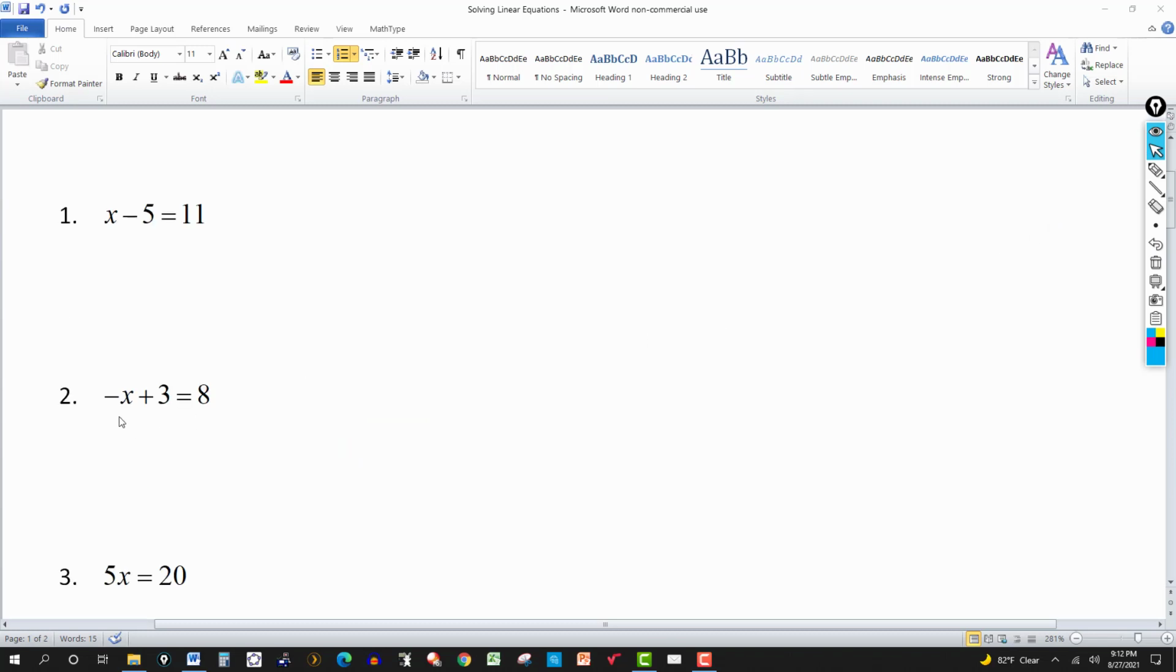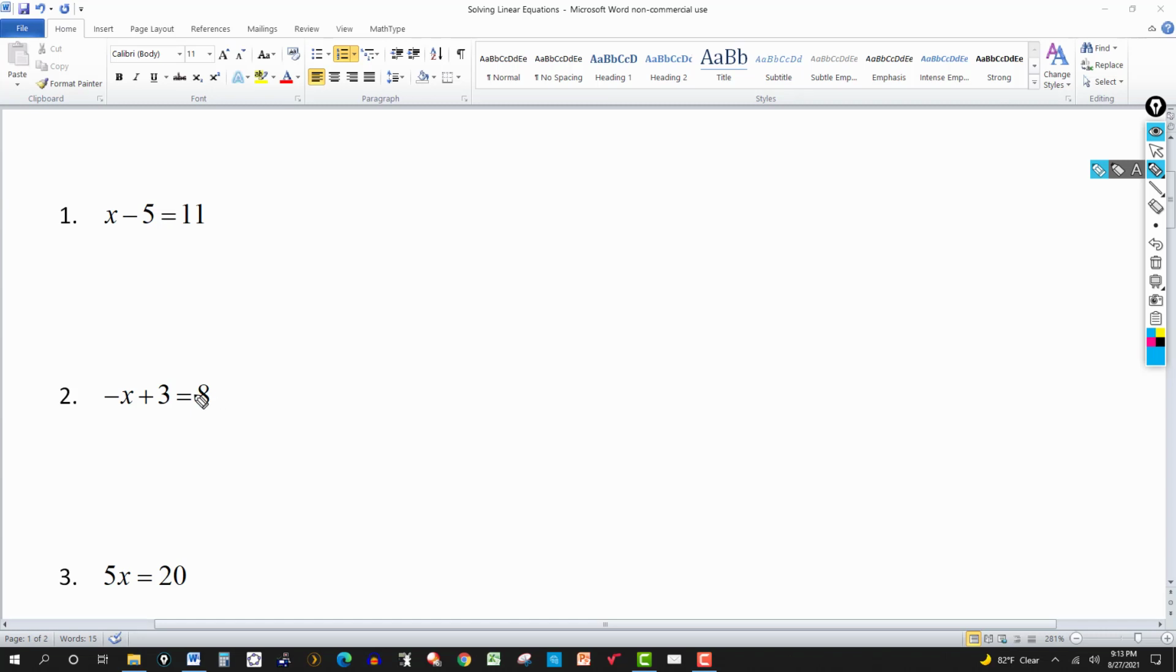This one has negative x plus 3 is equal to 8. So this is saying I have a number x, and I take the opposite, because that's what this means. This minus sign in front of the x actually means a negative 1. So I'm multiplying that x by negative 1. If I take the opposite of some number and add 3, I get 8. What is the number? So again, we do the same thing. We want the variable by itself.